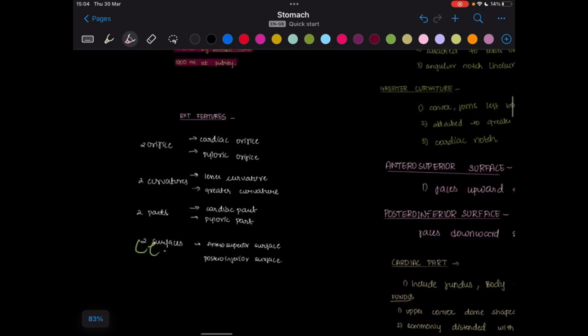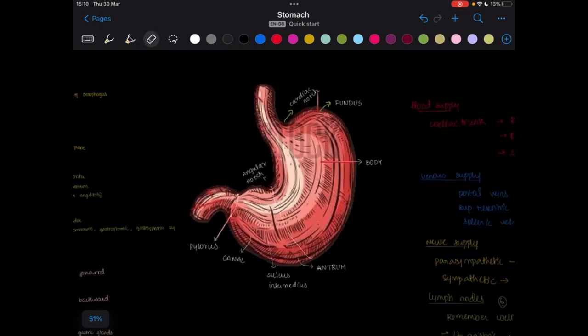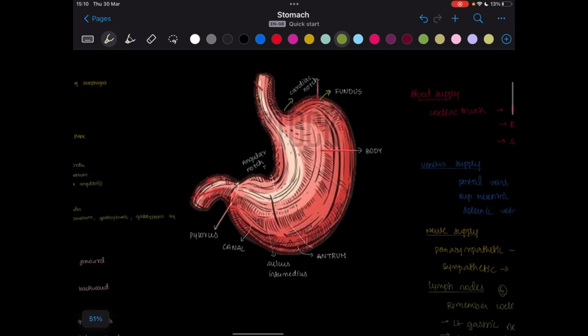Now talking about external features. It has 2 orifices, 2 curvatures, 2 parts and 2 surfaces. Before we read about the external features, we'll take a look at the picture of the stomach, right? Here you see 2 openings. This is the first opening you can see and this is the second opening.